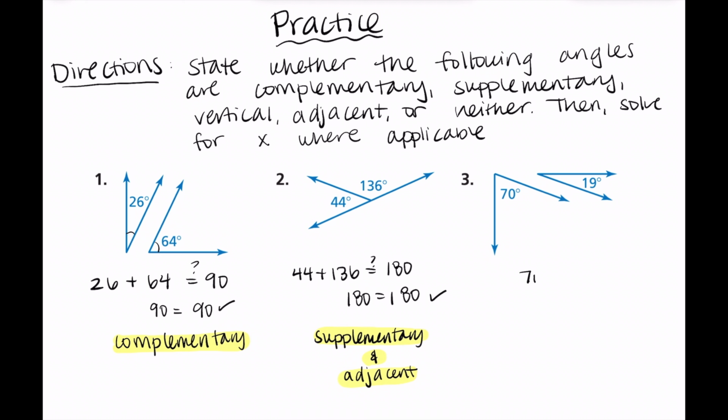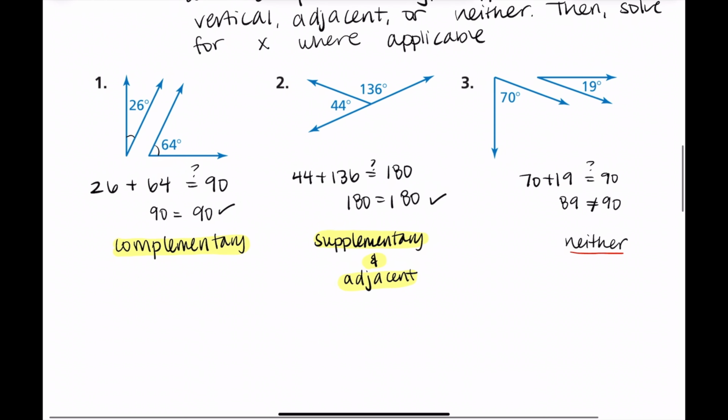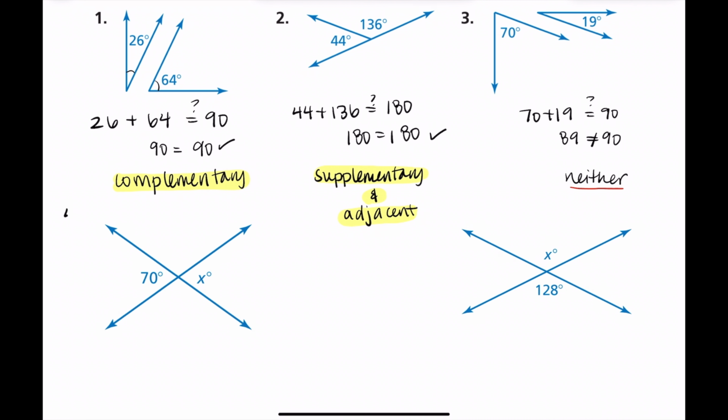Now let's move on to number three. We have two angles, 70 and 19. They look like, if anything, they could form a 90-degree angle. So let's go ahead and check. Is 70 plus 19 90? It is not. 89 does not equal 90, so number 3 would classify as none of the above, right? Neither of these classifications that we've gone over.